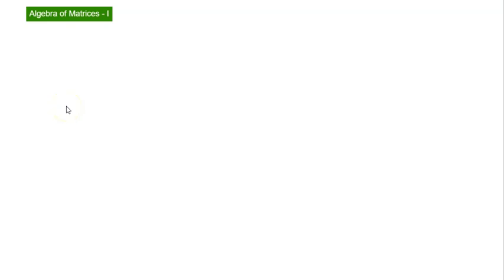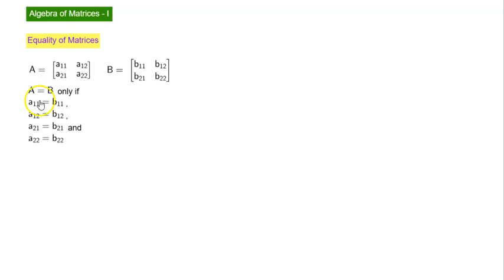In the previous sessions, we have looked at what matrices are and we have seen different types of matrices. Now let's look at algebra of matrices. So first of all, let's look at equality of matrices. So we have a matrix A, a 2 by 2 matrix, and another matrix B, which is again a 2 by 2 matrix. Now A is equal to B only if A11 is equal to B11, A12 is equal to B12, A21 is equal to B21, and A22 is equal to B22.